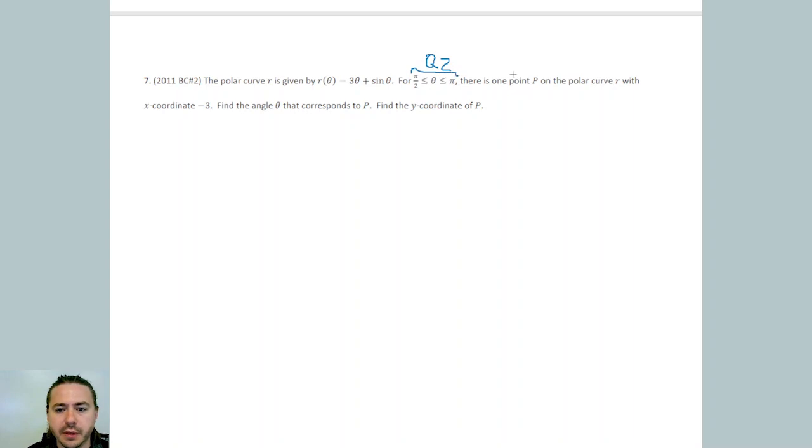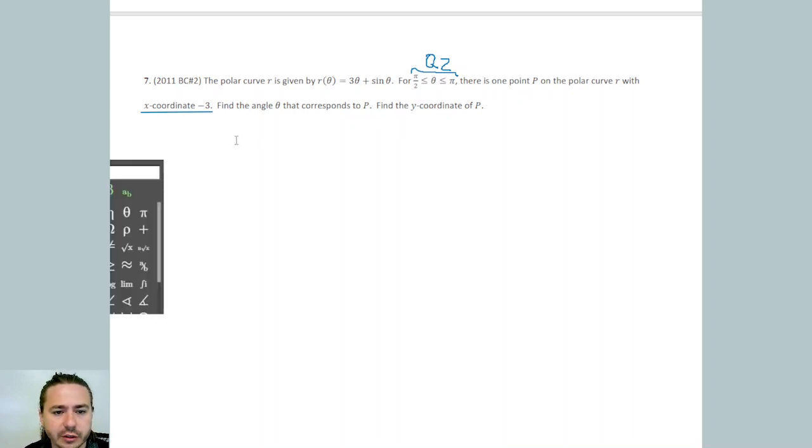There's a point P on the polar curve where the x-coordinate is -3. Find the angle that corresponds to P, and then find the y-coordinate of P. So let's first find the angle measure. We want to know where this intersects with -3. One thing to remember is that x is r cosine theta.